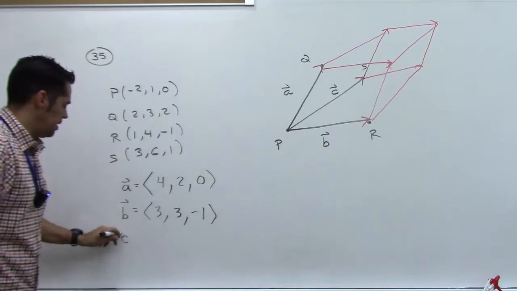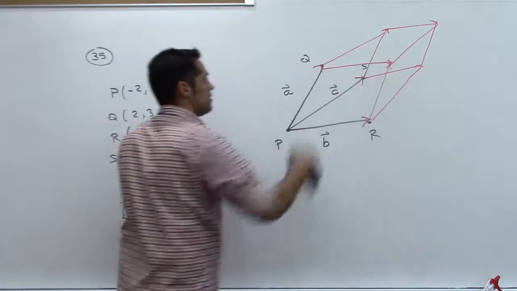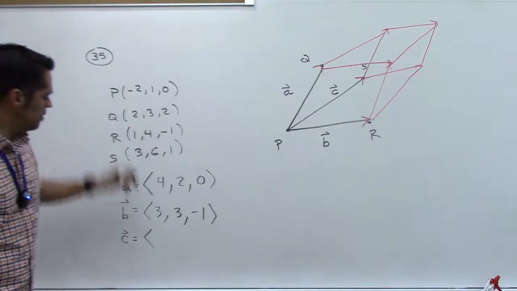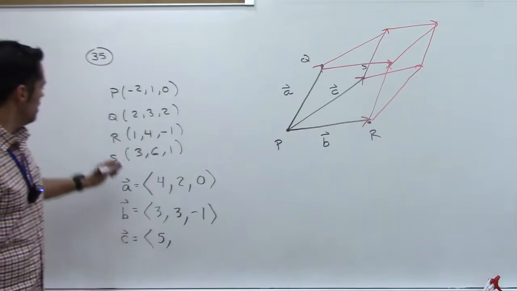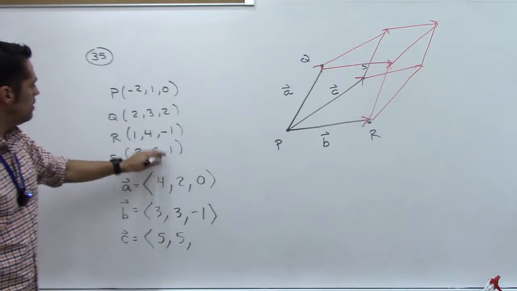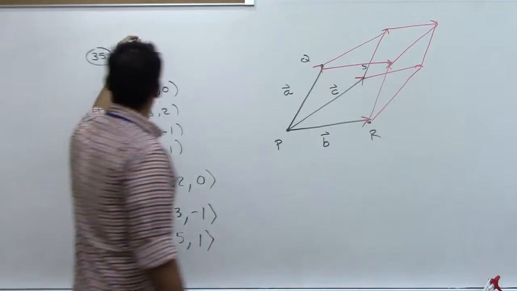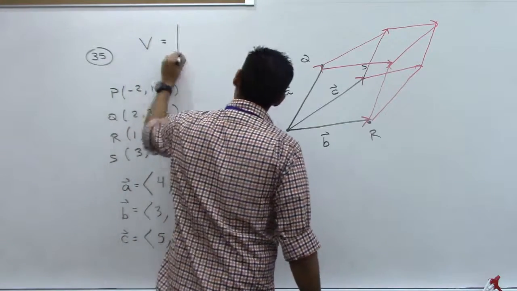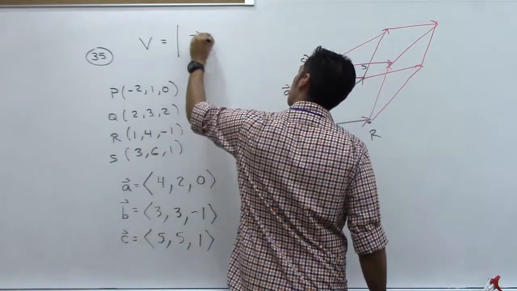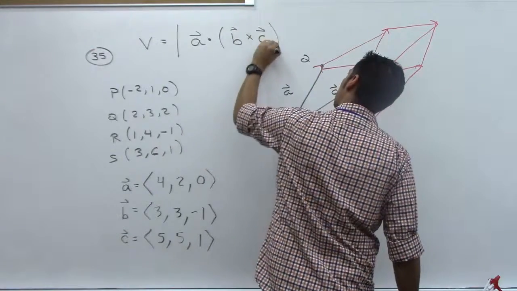One more vector, C. And it's the vector from P to S. So 3 take away negative 2 is 5. 6 take away 1 is 5. And then 1 take away 0 is 1. So the formula for this, the volume, is the magnitude of A dot B cross C.